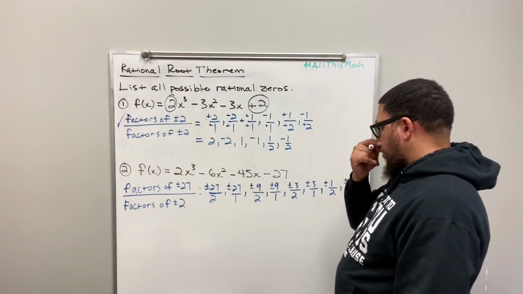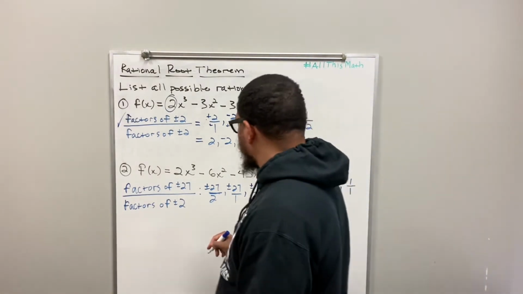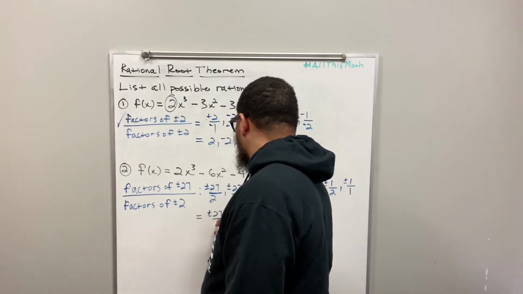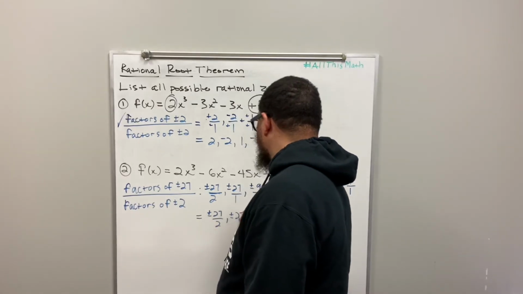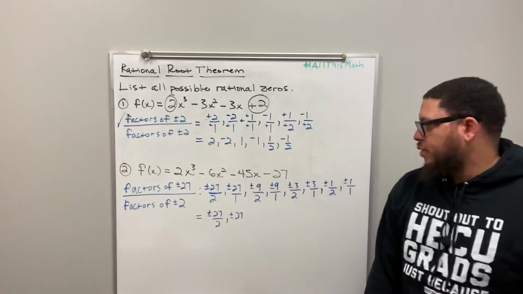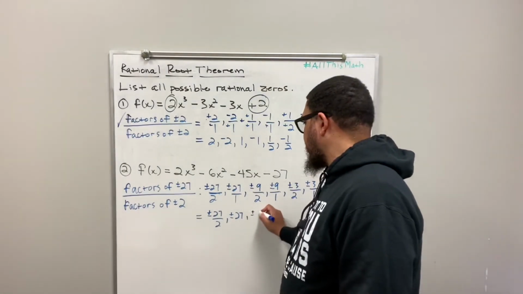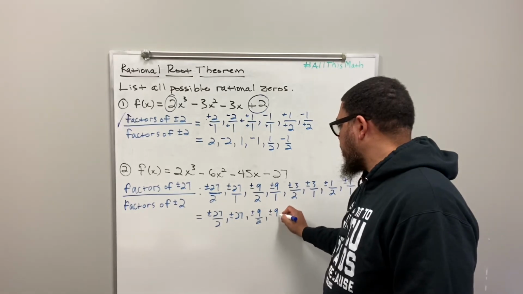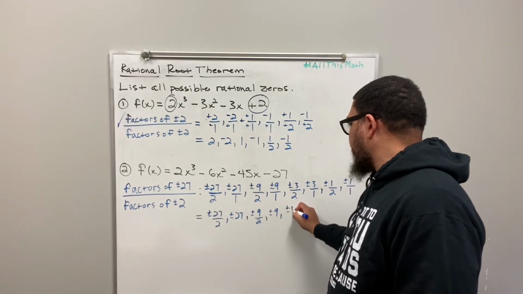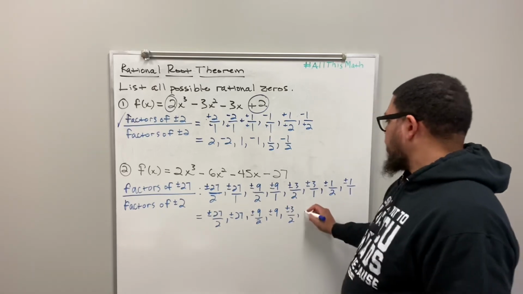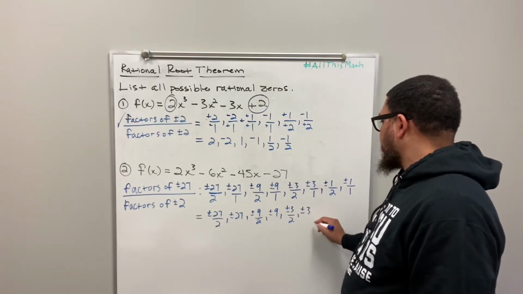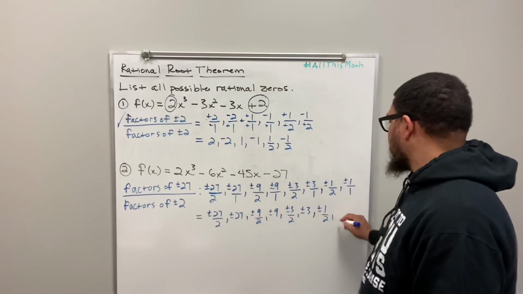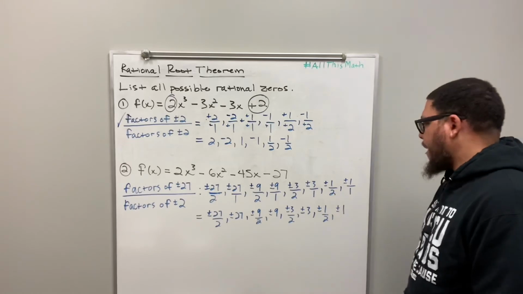So now from there, let me simplify this. Plus or minus 27 over 2. Plus or minus 27, because 27 divided by 1 is just 27. And then I got plus or minus 9 halves. This is just going to be plus or minus 9. This is going to be plus or minus 3 halves. This is going to be plus or minus 3. This is plus or minus 1 half. And this is plus or minus 1.